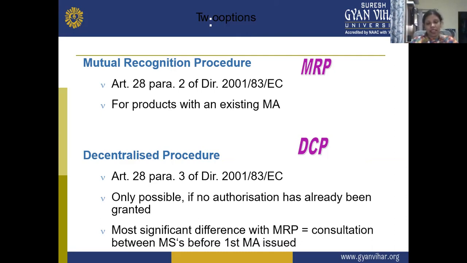Next is the decentralized procedure. So the decentralized procedure, that is DCP, is the other option for the approval. It is in Article 28, Para 3 of Directive 2001/83/EC. Para 2 is about the mutual recognition procedure. In Para 3, the decentralized procedure is given. Okay, so the decentralized procedure is only possible if no authorization has already been granted. If the authorization has already been granted, then it is not possible. So if authorization is not yet obtained, you can go for the decentralized procedure.